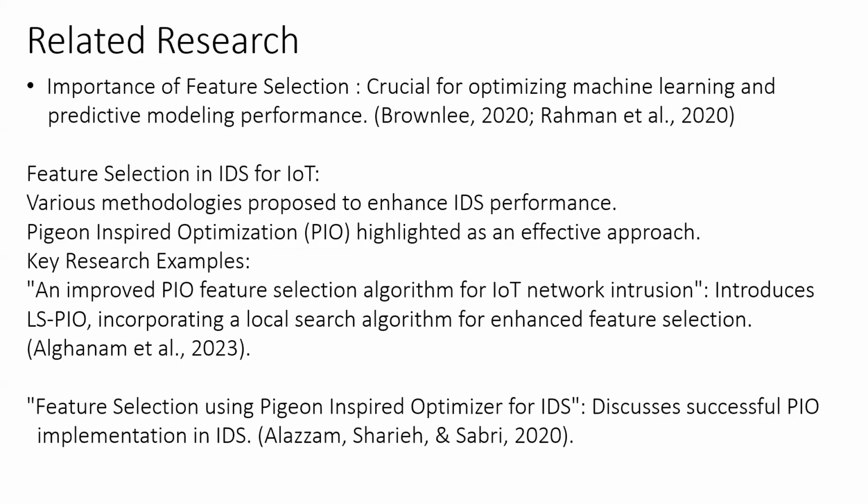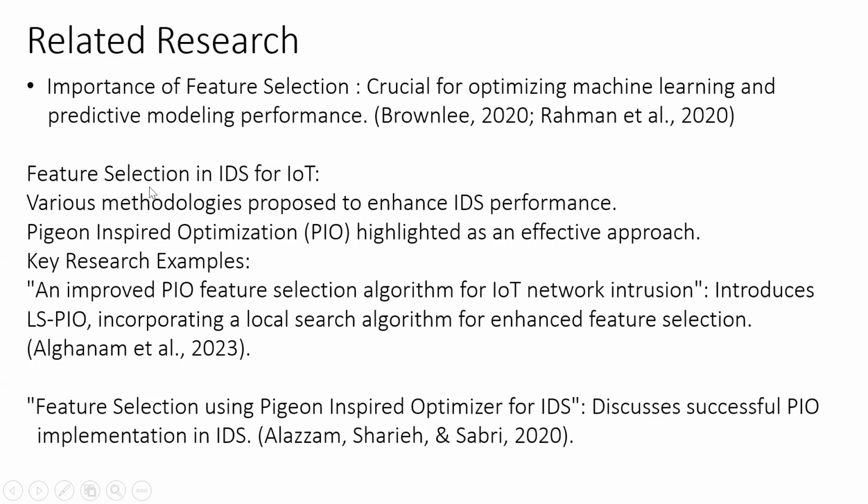We have several related researches about the main paper in this research. The first is the importance of feature selection, which is crucial for optimizing machine learning and predictive modeling performance. The researchers are Brownlee and Rahman, 2020.